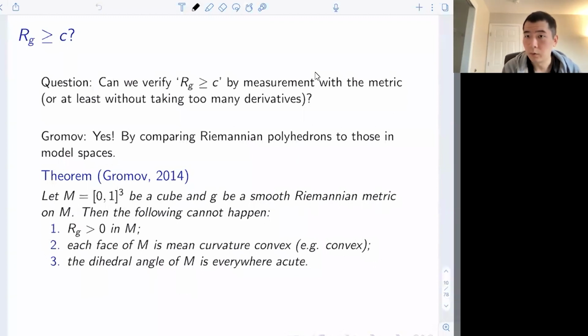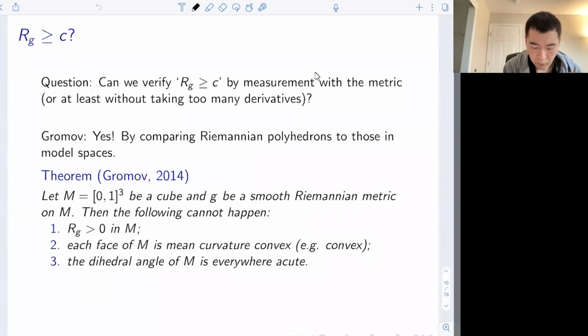Well, a cube is just, topologically, the Cartesian product of the interval with itself 3 times. And suppose g is a smooth Riemannian metric on it. This means that you can extend g to a slightly larger neighborhood. Think of this cube as embedded in a slightly larger smooth manifold, and the metric g is the induced smooth Riemannian metric from the larger ambient space. Okay, so then the following 3 conditions cannot happen simultaneously.